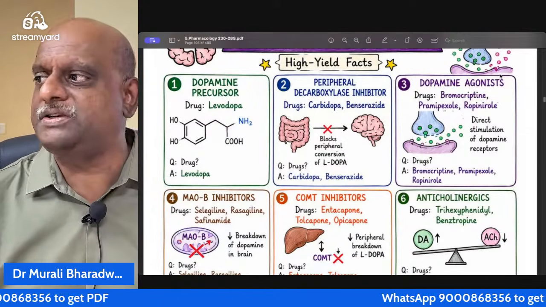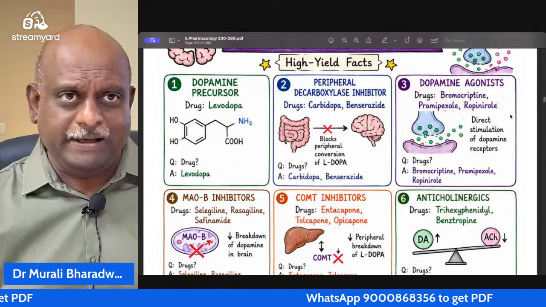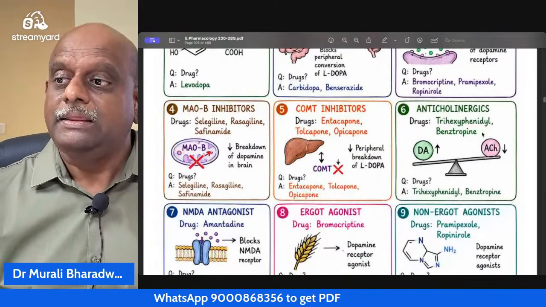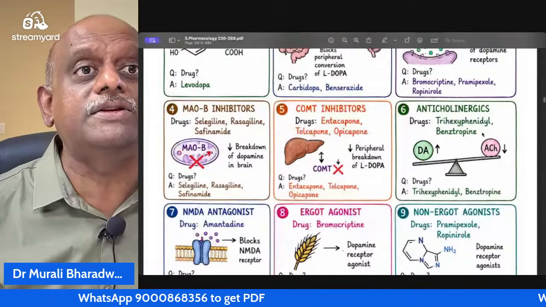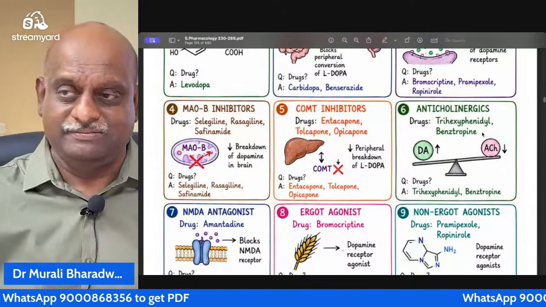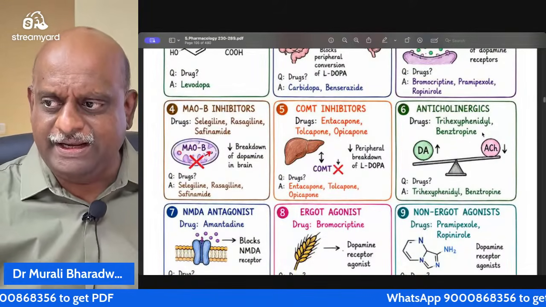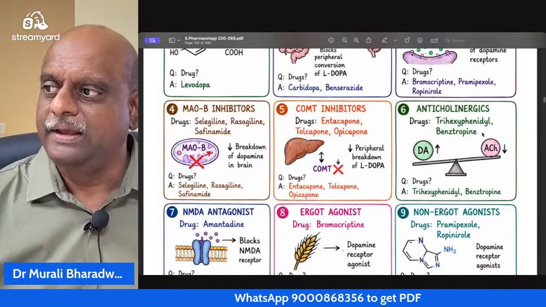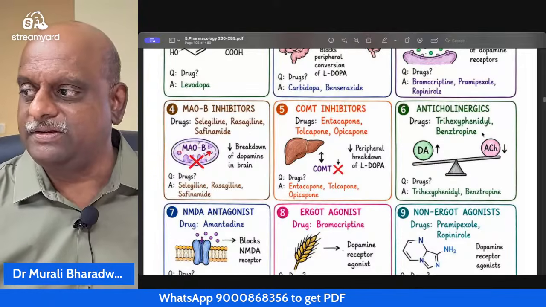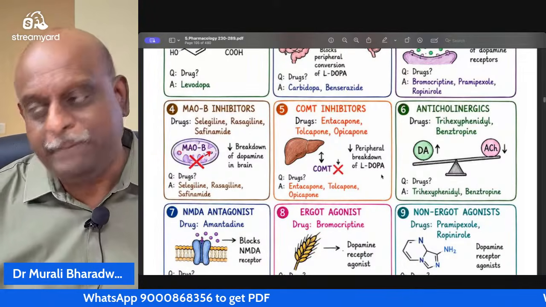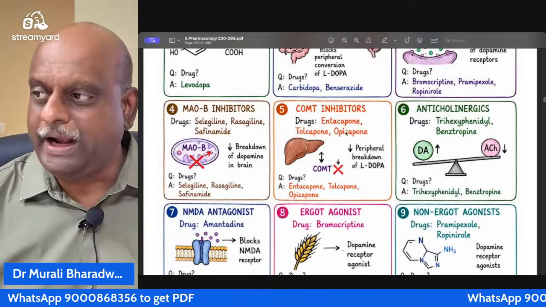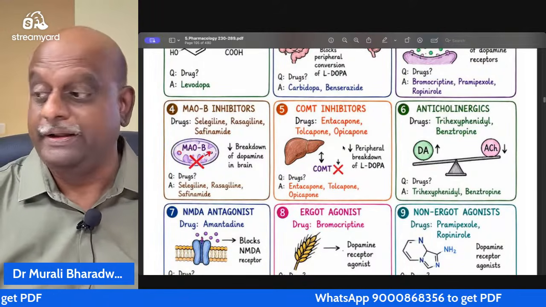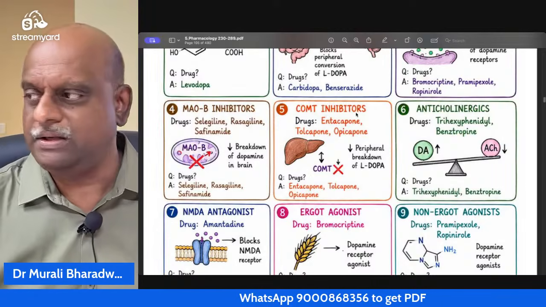Then there are drugs that are not dopamine but act like dopamine on the dopamine receptors. They're called dopamine agonists. Bromocriptine, pramipexole, ropinirole are all dopamine agonists. Then MAO-B inhibitors decrease the breakdown of dopamine in the brain. Selegiline, rasagiline, safinamide are all MAO-B inhibitors. COMT inhibitors, catechol O-methyl transferase inhibitors, prevent the peripheral breakdown of L-dopa. Entacapone, tolcapone are all COMT inhibitors.